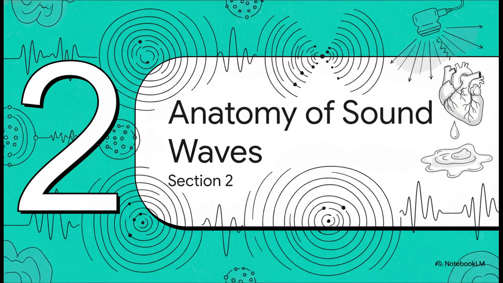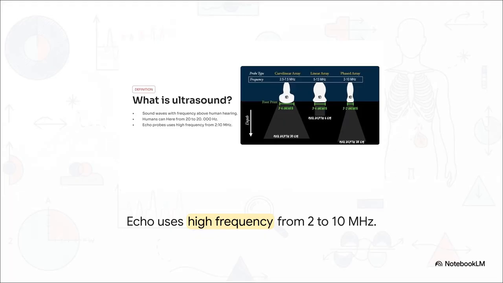Moving right along to section 2, anatomy of a sound wave. Let's get microscopic for a minute. By definition, ultrasound utilizes frequencies way above human hearing. What's really wild here is the sheer scale of it all. Human hearing maxes out at about 20,000 hertz, right? But our echo probes generally operate between 2 and 10 megahertz. That is literally millions of cycles per second. And it's this incredibly high frequency that allows us to create such detailed, real-time internal imaging.